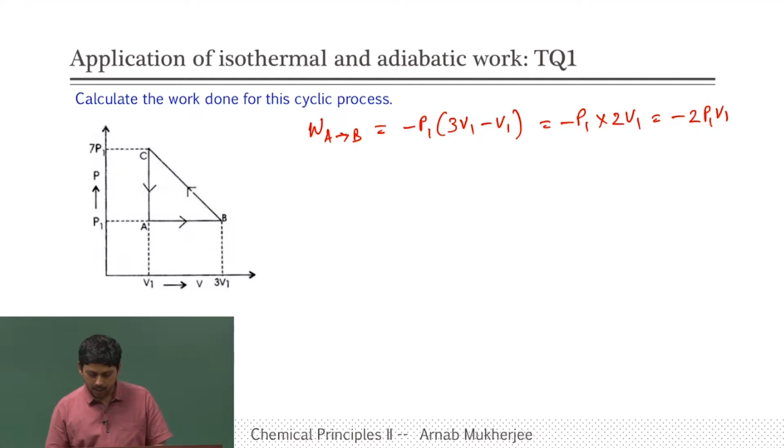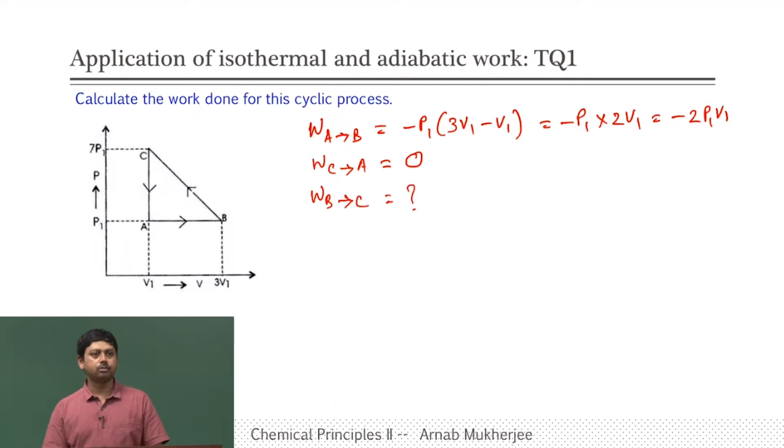Okay. Now, let us do the other simple one, which is C to A. What will be the work done in this particular case? The work done should be 0 in this case. Now, we are going in a cyclic process, A to B, B to C and C to A. So, we have to do B to C. Can you tell me what will be the work done in case of B to C? How are you going to do that?